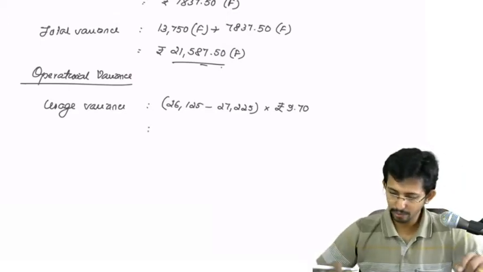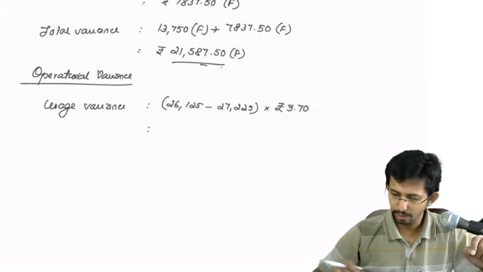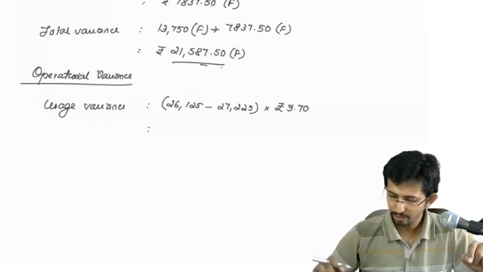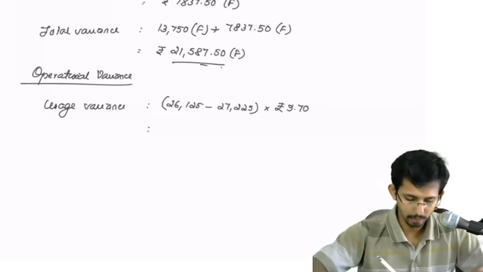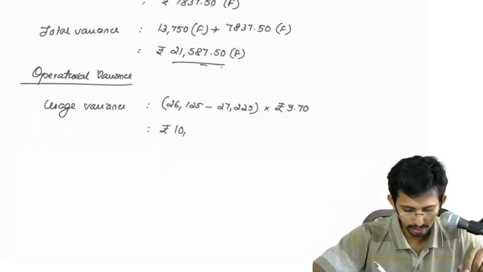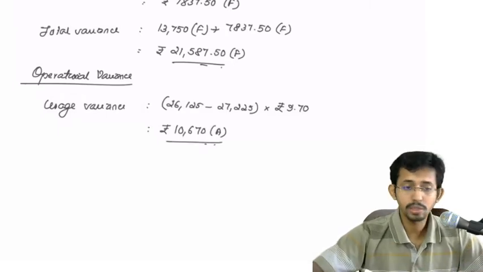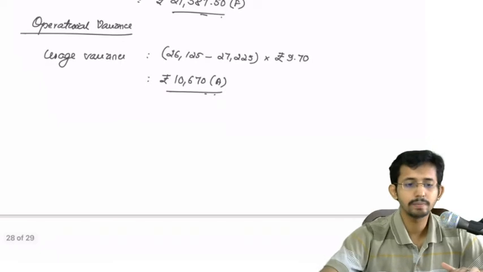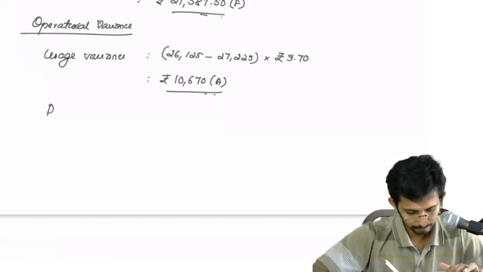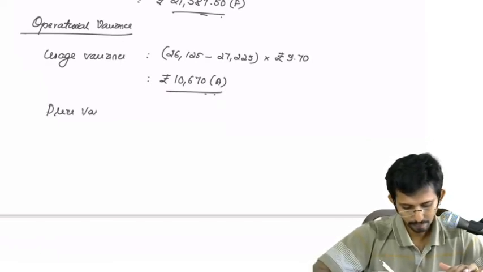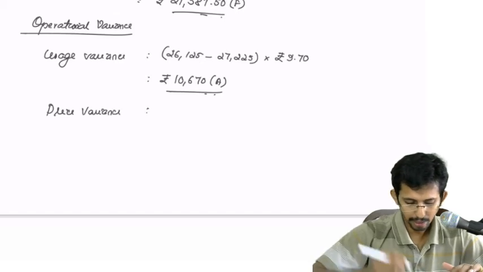26,125 minus 27,225 into 9.7 will be 10,670 adverse rupees. 10,670 adverse. That is usage variance. Now you will have what? Price variance.